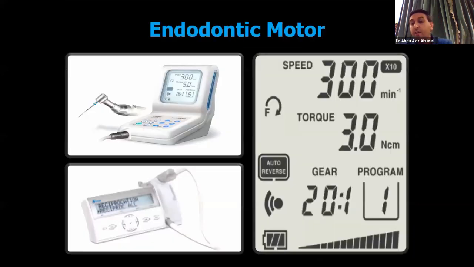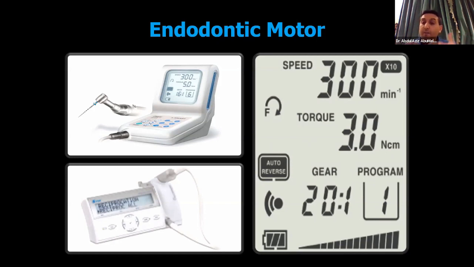All of us have endomotors. They could be used for group one and two, or could be specifically for group three, a motor that only works with reciprocation. But as advice, go with a system that can run all the systems, to have continuous rotation or reciprocation. Now for the speed and the torque, this is a recipe from the manufacturer. They will give you the speed and torque they recommend. This is something you have to follow because they did experiments on these files.